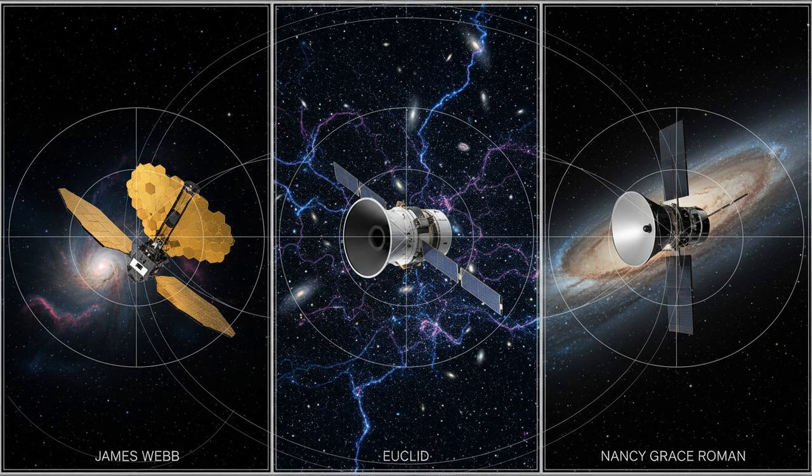The Cosmos Webb map is just the beginning. It covers 0.6 square degrees. The sky is over 41,000 square degrees. Webb is a sniper rifle. It cannot map the whole sky. That task falls to the upcoming Nancy Grace Roman Space Telescope and the European Space Agency's Euclid mission.